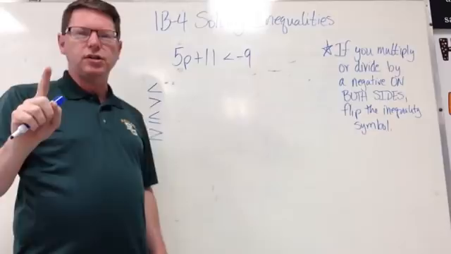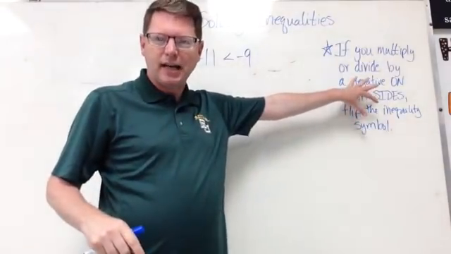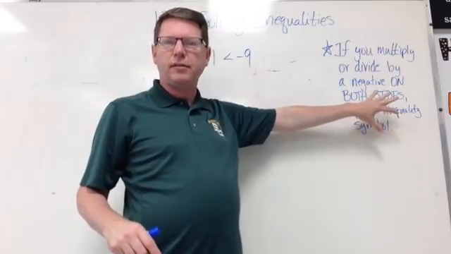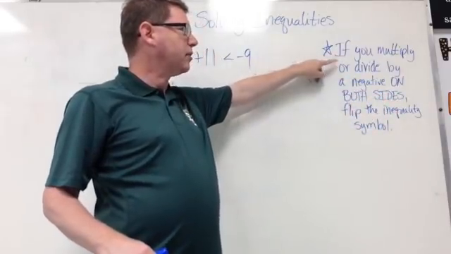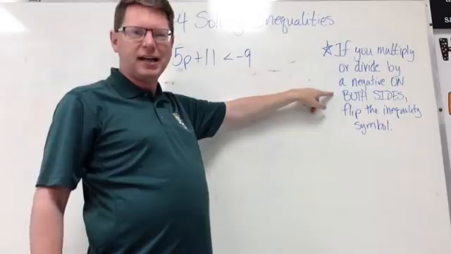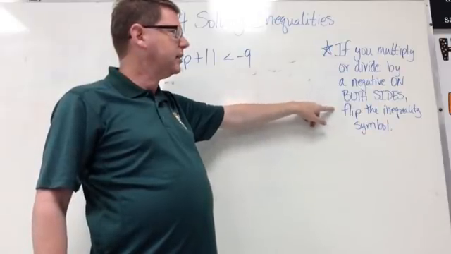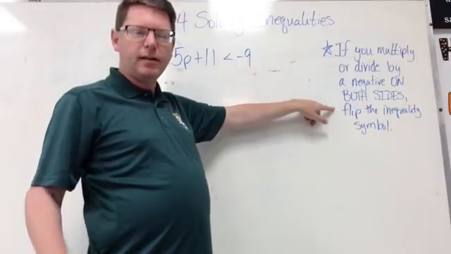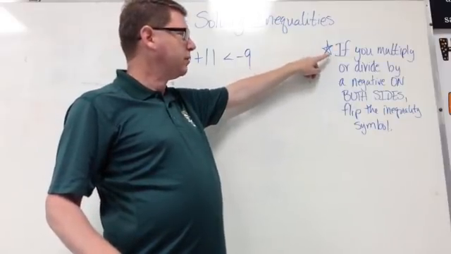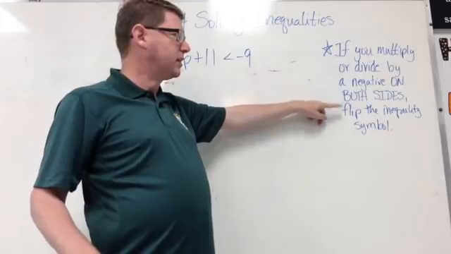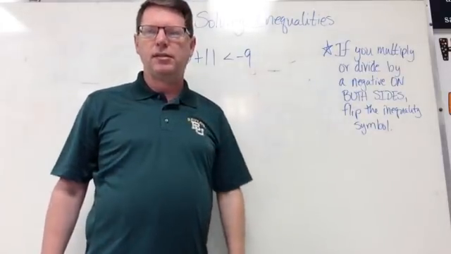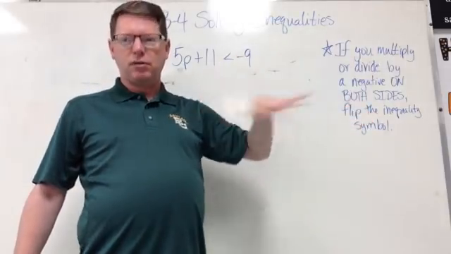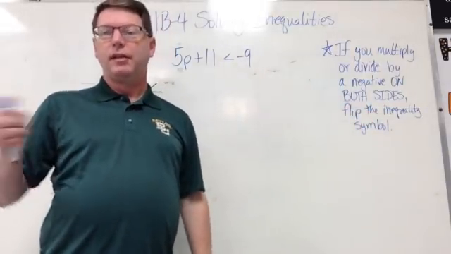The first thing though I want you to do is to write this down on the side and maybe put it in a box or something, because this is the most important thing you need to know about solving inequalities. If you multiply or divide by a negative on both sides, flip the inequality symbol. I'll give you a second to write that down. I'll explain what that means as we go through, but I want you to have it written down because we're going to refer to it with every problem that we do.